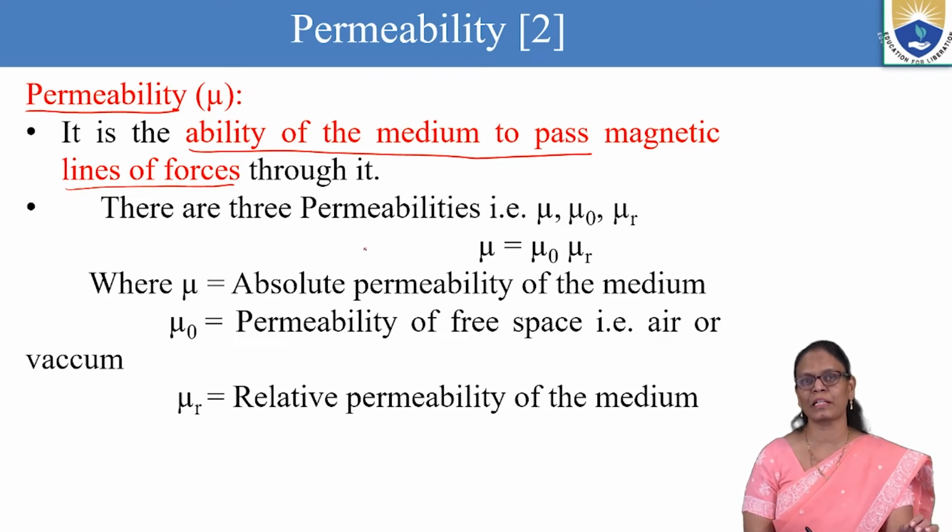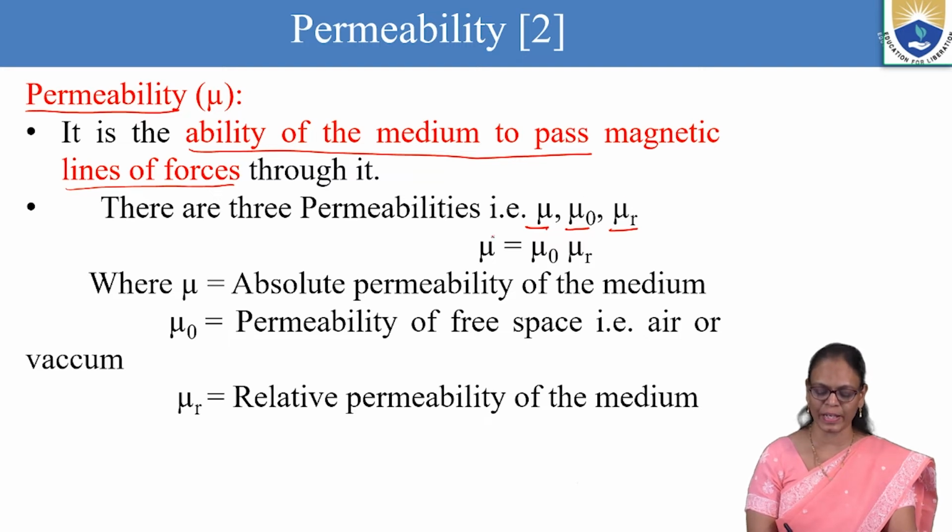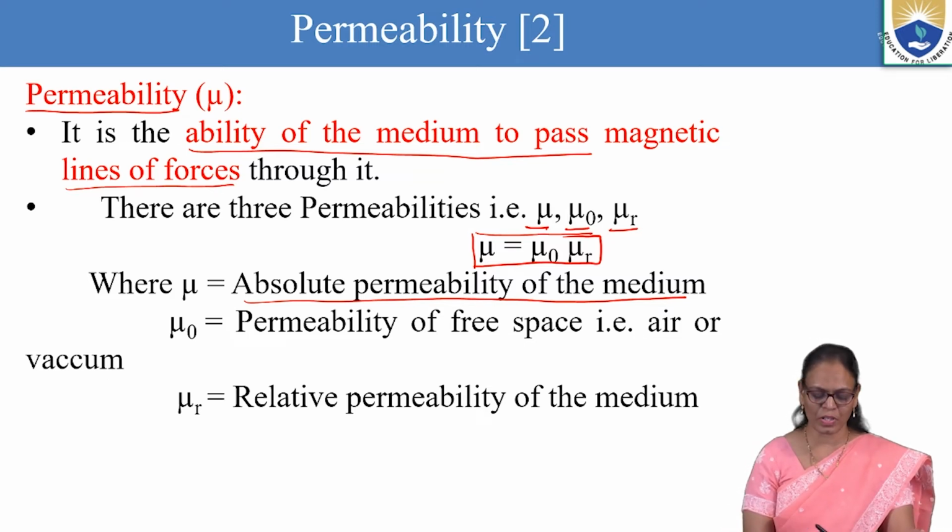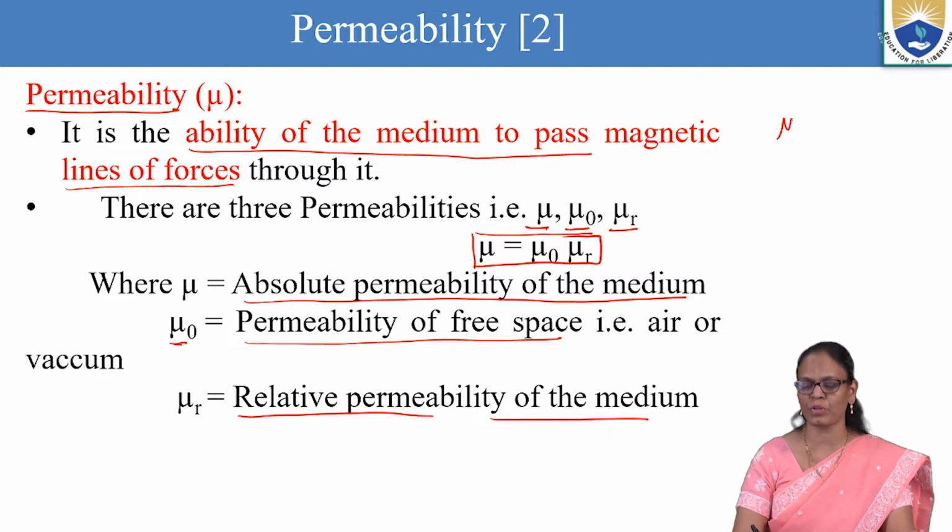So we have three permeabilities: mu, mu naught and mu r. The relationship between the three is mu is equal to mu naught into mu r. Mu is the absolute permeability of the medium, which we have just seen. We have also seen mu naught, which is for free space, the permeability of free space, air or vacuum. And mu r is called the relative permeability of the medium. We define mu r as mu by mu naught, the ratio of the permeability of the medium to the permeability of free space. So this ratio gives us the relative permeability.